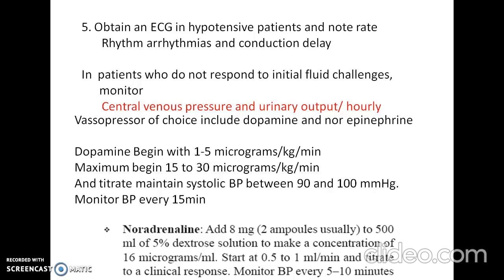Add 8 milligrams, that is 2 ampoules usually, to 500 ml of 5% dextrose solution to make a concentration of 16 micrograms per milliliter, and start at 0.5 to 1 ml per minute and titrate to the clinical response. Monitor BP every 5 to 10 minutes until a clear blood pressure trend is re-established.